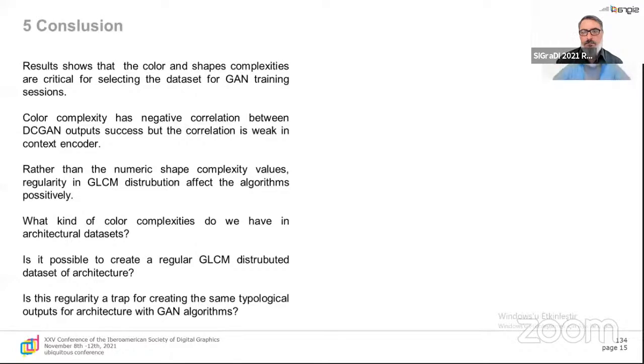According to these results, we can ask three important questions for architectural dataset generation. What kind of color complexities do we have in the architectural dataset? Is it possible to create a regularly GLCM-distributed dataset of architecture? Is the regularity a threat for creating the same ecological output for architecture with GAN algorithms?